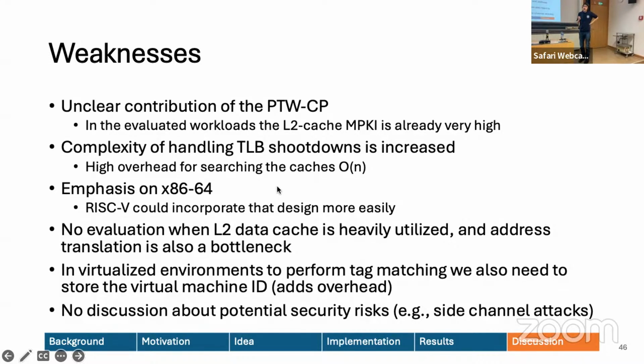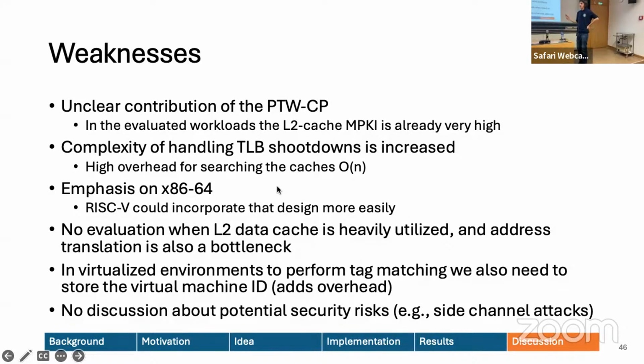And the complexity of a TLB shootdown is increased. TLB shootdown basically means when you migrate a page table in hardware, the operating system notifies the processor that we do this migration, and the operating system gives the hardware only the physical frame number. And since we index the L2 cache by the tag, by the virtual address, we now have to do basically an O(n) search through all of the entries in the L2 cache to change them, which is slow.